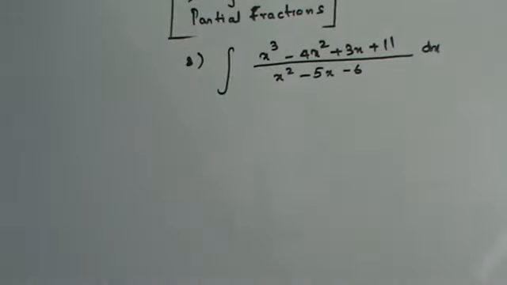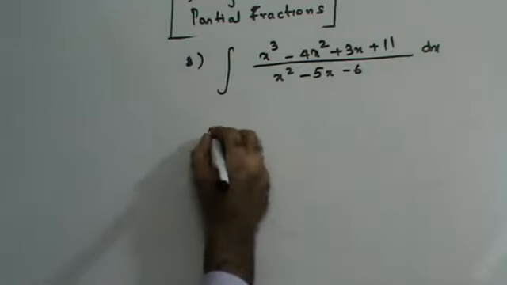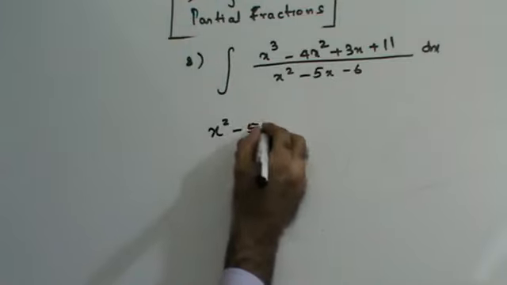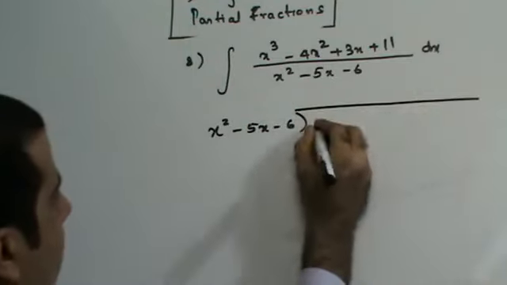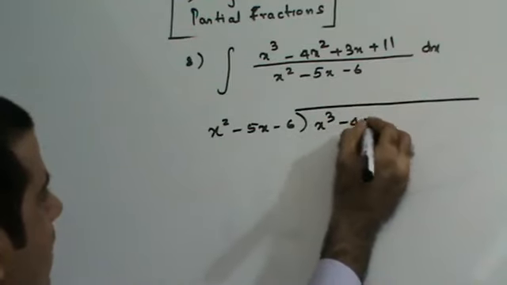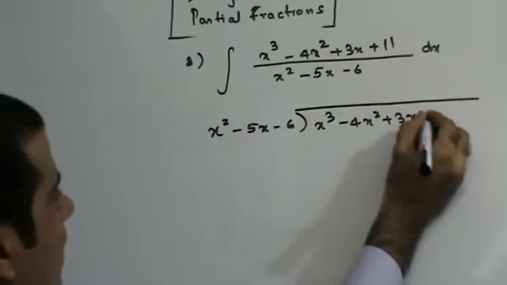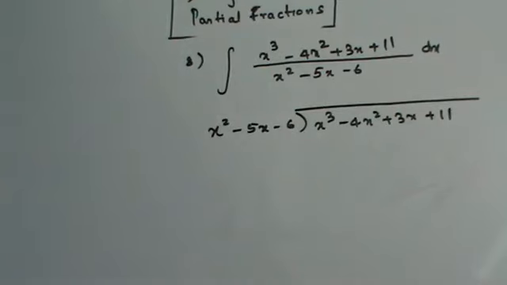Now, here the degree of polynomial in the numerator is greater than that of the denominator. Since the degree of polynomial in the numerator is greater than that of the denominator, you divide the numerator by the denominator. x cube minus 4x square plus 3x plus 11. Right?